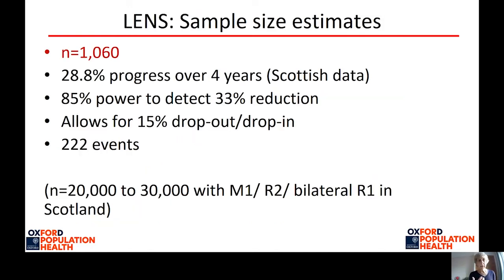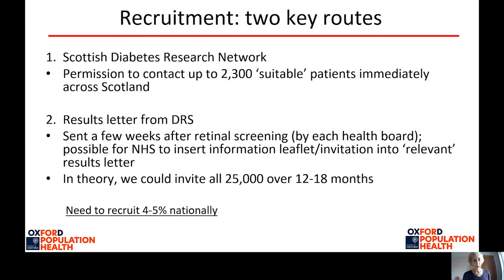The sample size suggested that about 1,060 patients were required over about 4 years to see what might be plausible effects. And the estimates were there were somewhere between 20 and 30,000 people who might be eligible across Scotland. So that meant that about 4 to 5% of those people needed to be recruited into the trial.